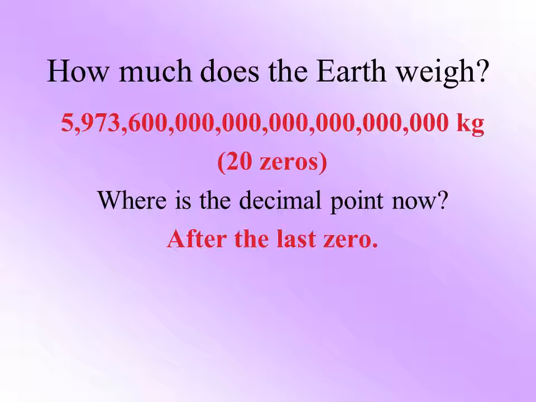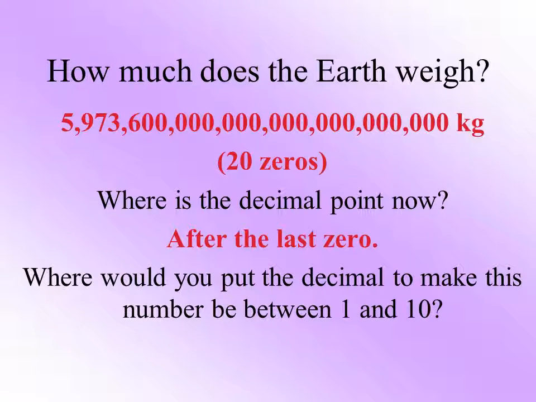Think about a sentence. Where do you put the period when you write a sentence? It goes at the end of the sentence, so if there is no decimal point located in a number, it is currently located at the end of the number. Where would you put the decimal point to make this number between 1 and 10? If you said that you would put it between 5 and 9, you are correct, because 5.9 falls between 1 and 10.